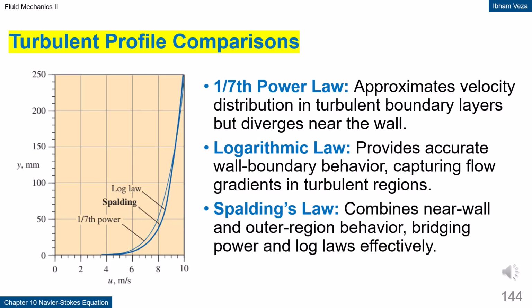Turbulent profile comparisons. The 1/7 power law provides a simple approximation for turbulent velocity profiles, but is inaccurate near the wall. The logarithmic law gives a better description in the near-wall region. Spaulding's law combines near-wall and outer region behavior more consistently. This approach bridges the two different flow regions. As a result, turbulent profiles can be modeled more realistically.